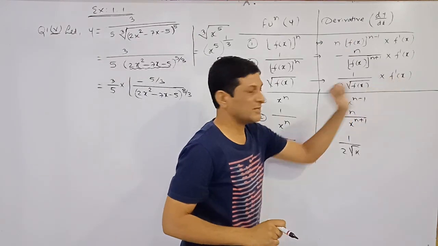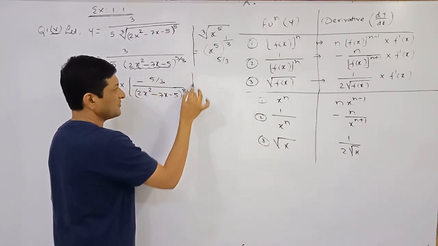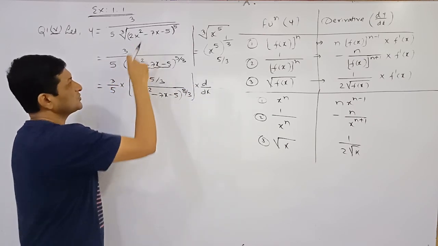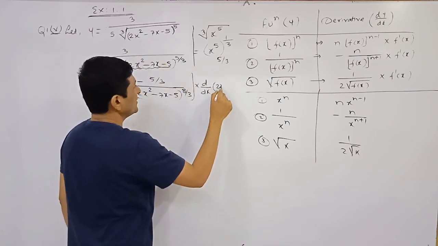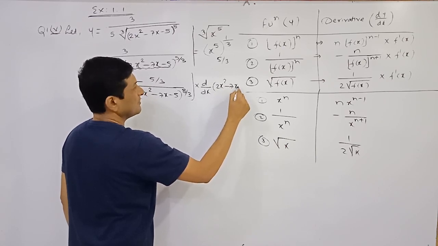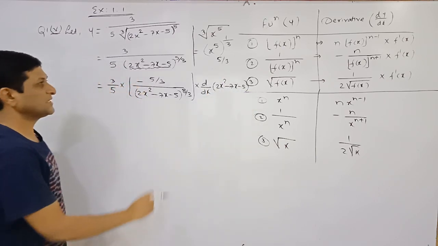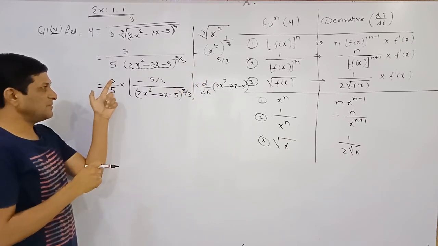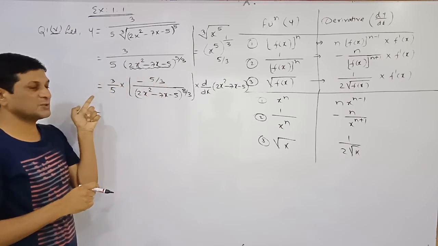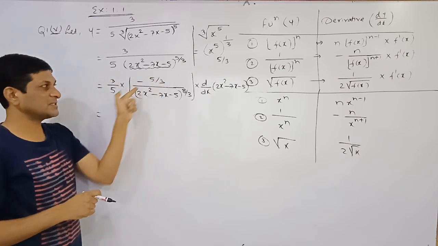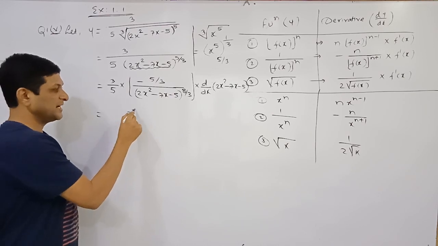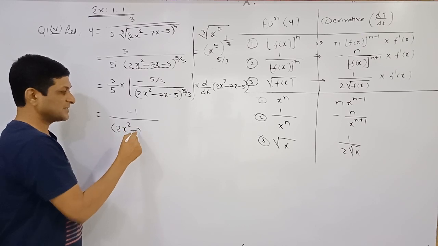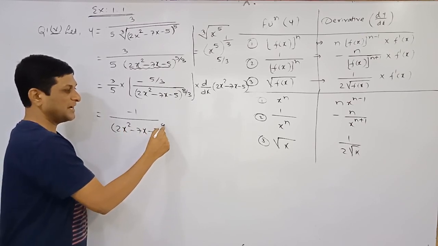Into f dash of x. f dash of x means the derivative of f of x. What is f of x here? This whole term is f of x, that is 2x square minus 7x minus 5. So if you observe very carefully, this 3 by 5 and 5 by 3, can I say that these two terms will get cancelled? 3 and 3 get cancelled, 5 and 5 get cancelled. So in the numerator the remaining term is minus 1. Keep this term as it is: 2x square minus 7x minus 5 raised to power 8 by 3.